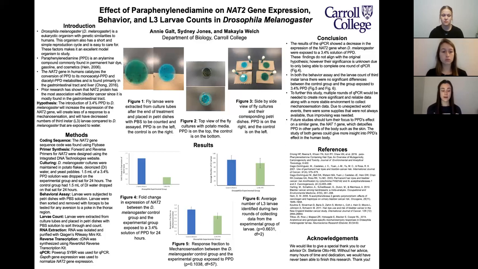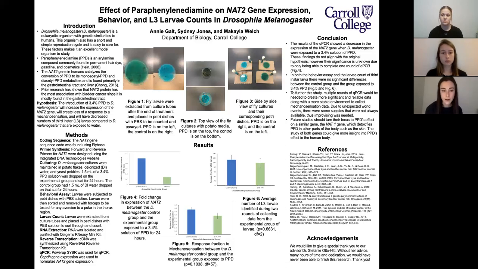We then performed reverse transcription on the RNA that was extracted from the L3s to make cDNA that was synthesized using RevertAid reverse transcription kit. We then performed qPCR, and we did this with the PowerUp SYBR, and we used the GAPDH gene and its expression to normalize the expression of the NAT2 gene to see if we had any increases in the expression of the Drosophila that were exposed to PPD or those that were just exposed to the water.